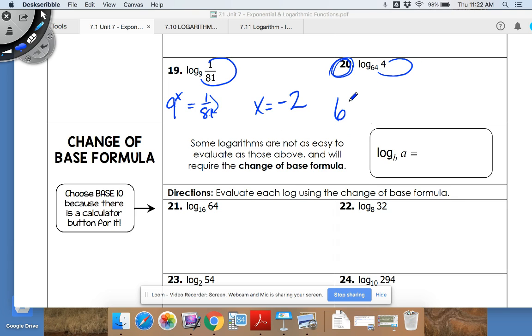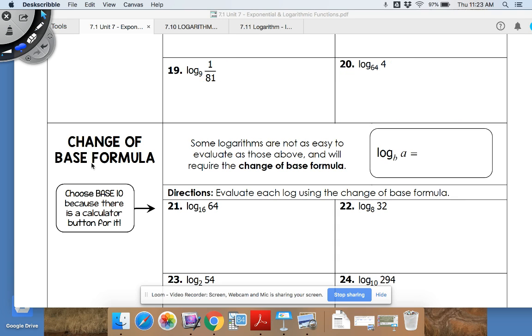This would be 64 to the what power gives you 4. So you know that this is actually going to end up with a radical. And so we know that the cube root of 64 is 4. So instead of writing it as a cube root, we could write it as 64 to the 1/3. So that's how we got a fraction. So remember, whatever the index is, that's the bottom of that fraction.